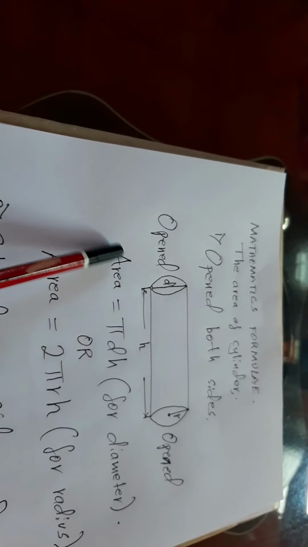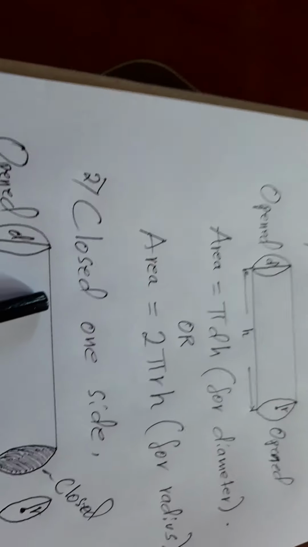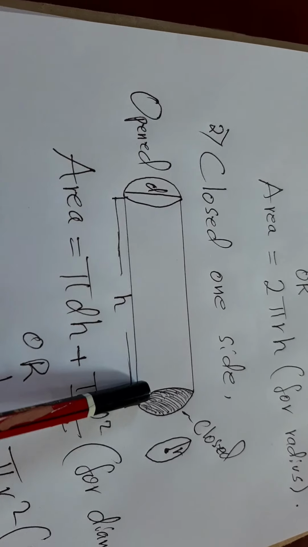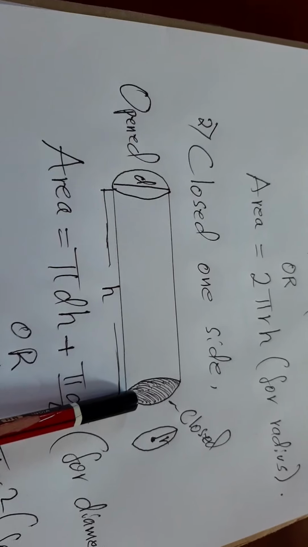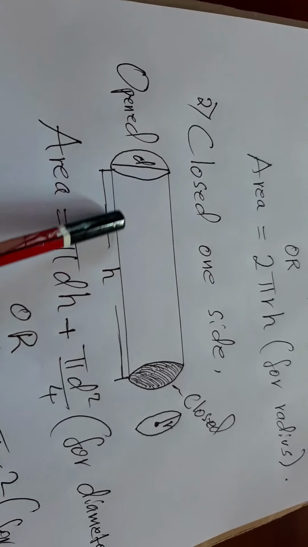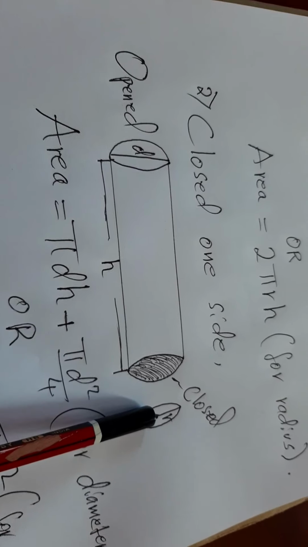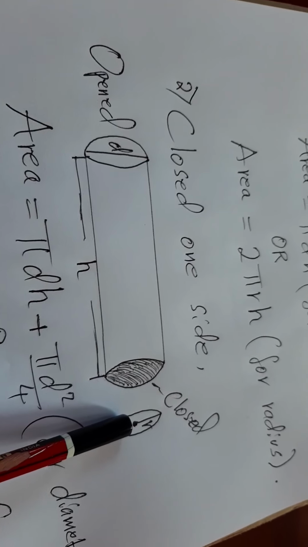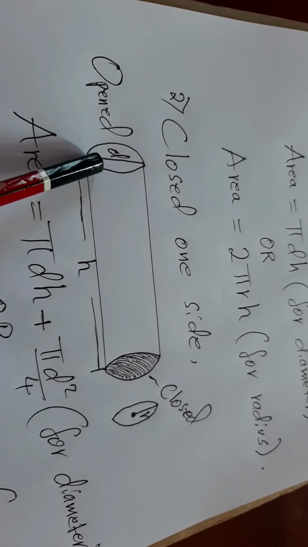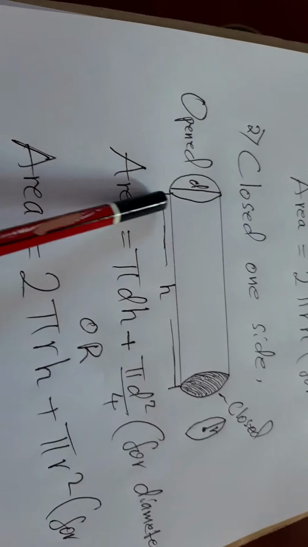Also, how to find the area of a cylinder closed on one side. As you see here, this side and this side, but this one is the open side and this one is the closed side. We draw this in order to show that maybe you can get the shape of a cylinder which contains the letter R, meaning radius, and others may give you a cylinder which contains the diameter, denoted by D.